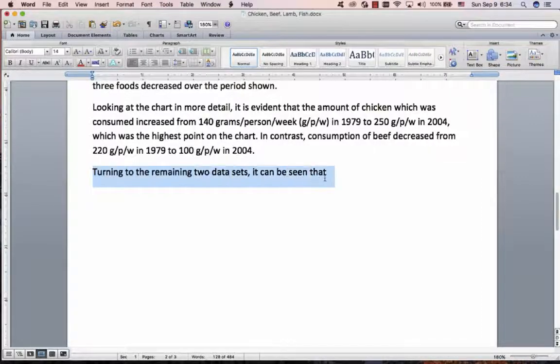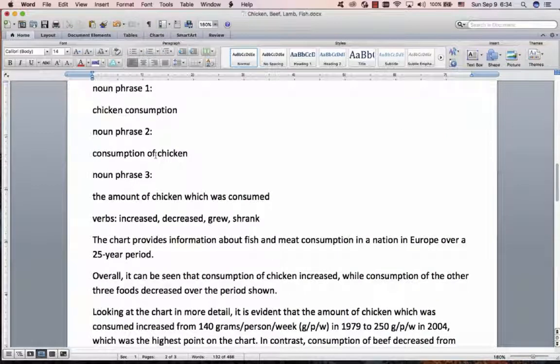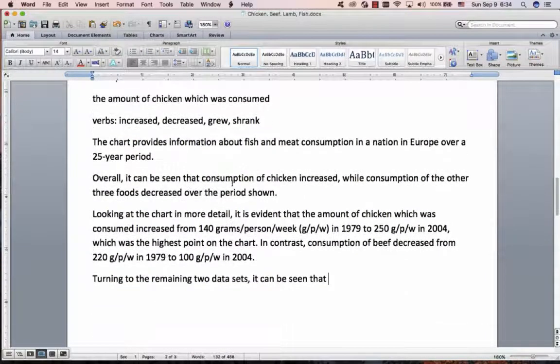This is just some nice linking language, turning to the remaining data sets, turning to the remaining charts. You could say turning to the remaining 2 lines, but data sets is very nice. It can be seen that. So which noun phrase should we choose? Lamb consumption. Let's choose noun phrase 3 again. We've only used it once. The amount of lamb which was consumed.